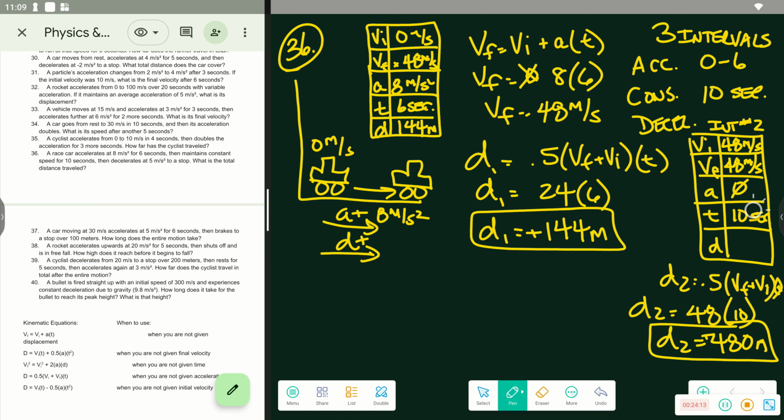D3, what's happening in this one? It's decelerating. We don't know what the time is, but we know it's a third interval. So what is its initial velocity?